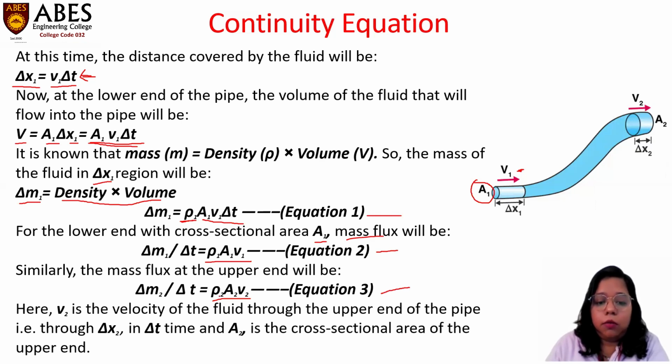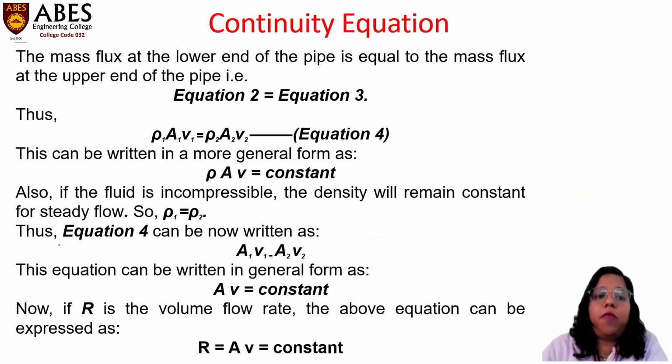So what is rho 2? The density at the upper end. v2 is the velocity of the fluid through the upper end of the pipe, through the delta x2 distance in delta t time, and A2 is the cross-sectional area of the upper end. So the mass flux at the lower end of the pipe is equal to the mass flux at the upper end of the pipe. That is, we equate equation number 2 and equation number 3.